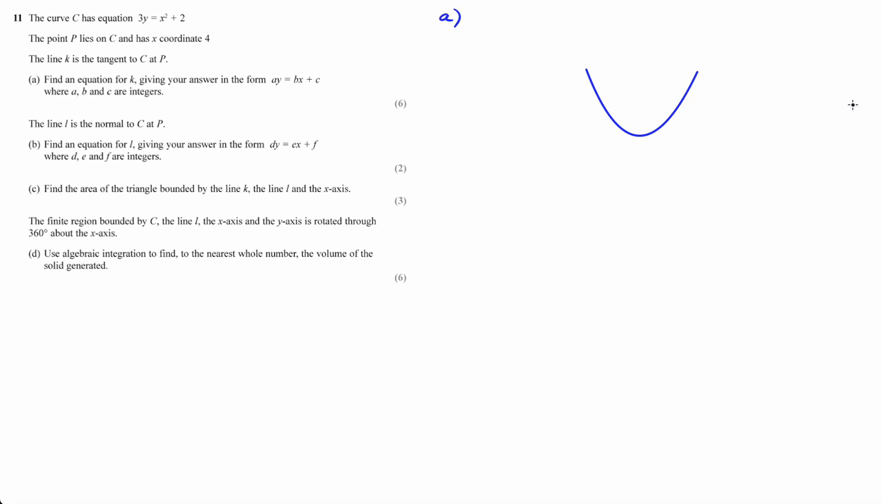Okay, so how do we do it? Well, we need a point and we need a gradient. To get the equation of any line, we need a point and we need a gradient. And then we can use the formula y minus y1 equals m into x minus x1, or y equals mx plus c, whichever formula you prefer. I prefer this one, guys. Y minus y1 equals m into x minus x1.